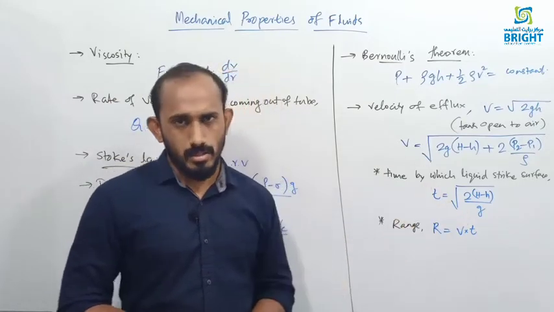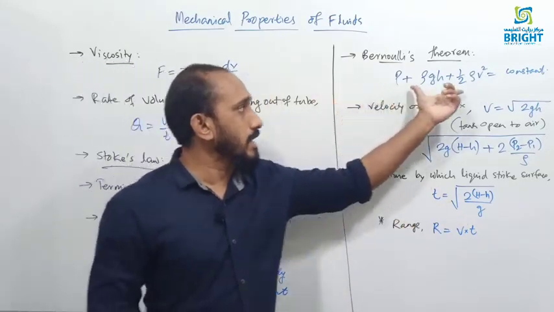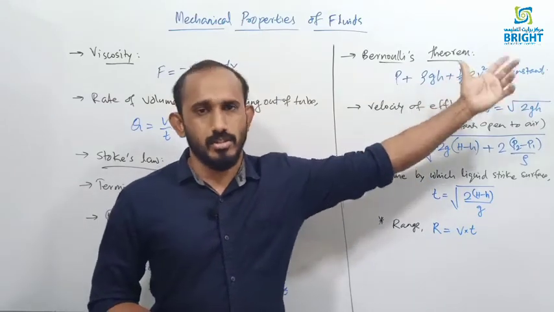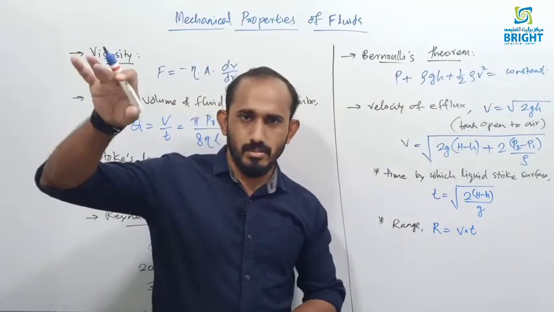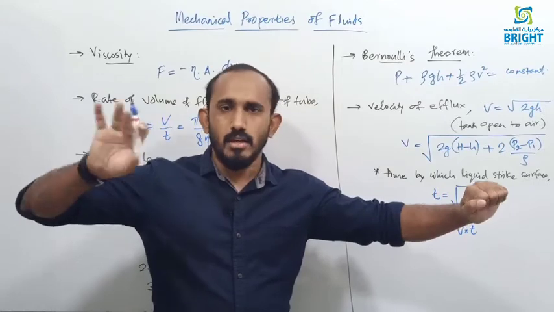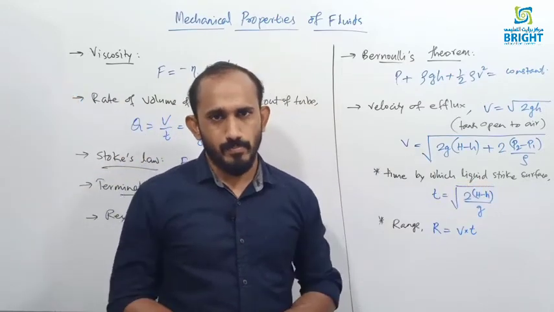There are many examples like this. You have to take care that the sum of these three will be a constant. So if one energy increases, and if one is constant, then the third one will decrease.